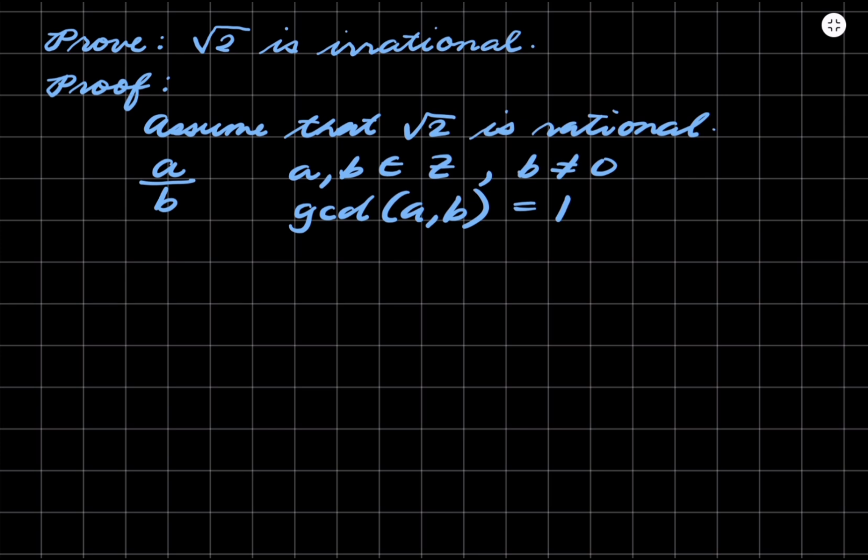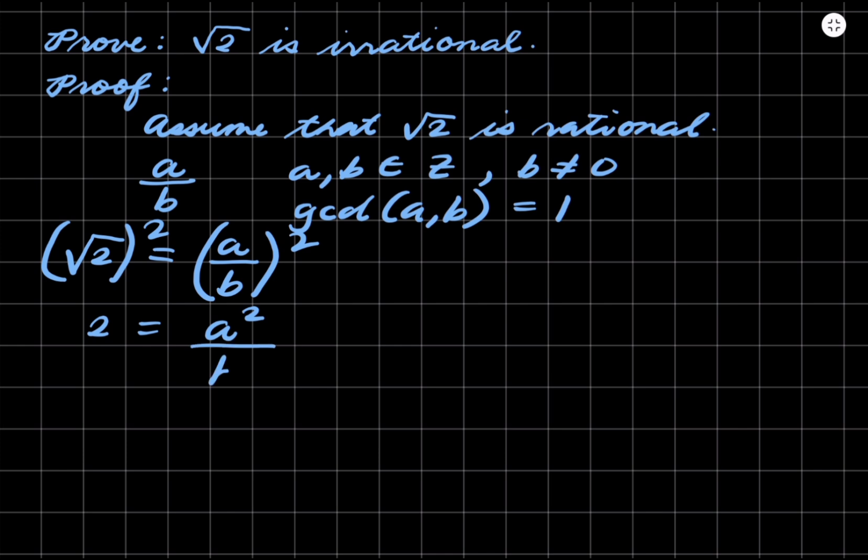Now, since we assume that square root of 2 is rational, then square root of 2 can be expressed as the ratio of two integers a and b, where b is not equal to 0. Squaring both sides, we have the square of root 2 is 2, and we can distribute the exponent, so we have a squared over b squared. By cross multiplication, a squared is equal to 2b squared.